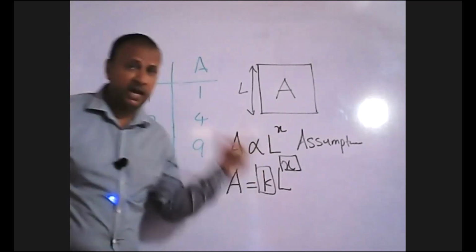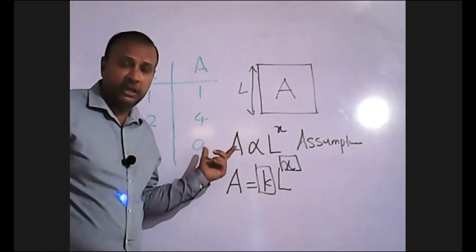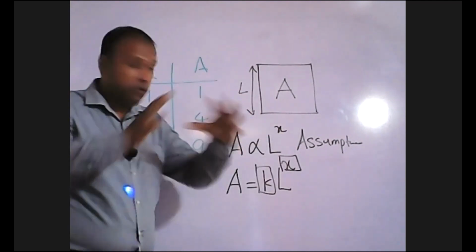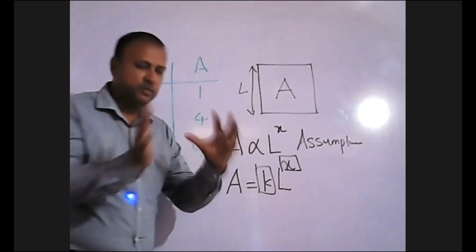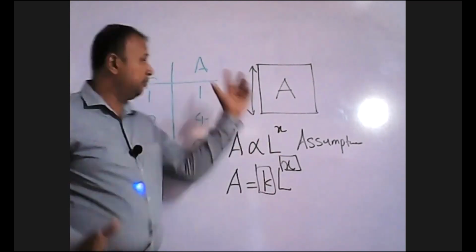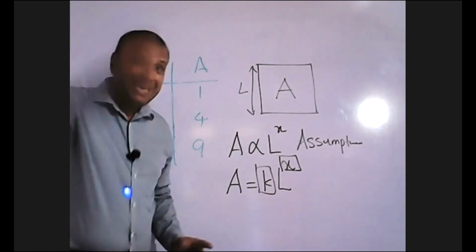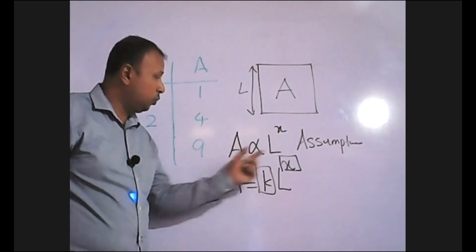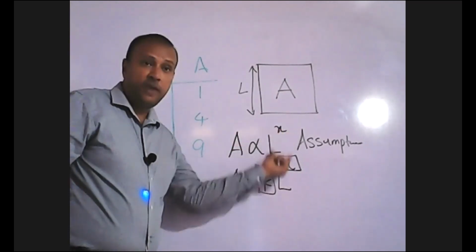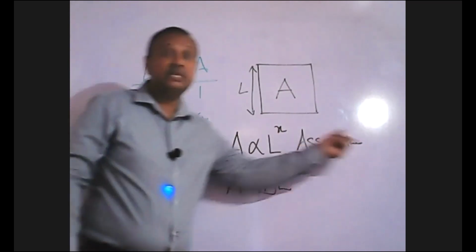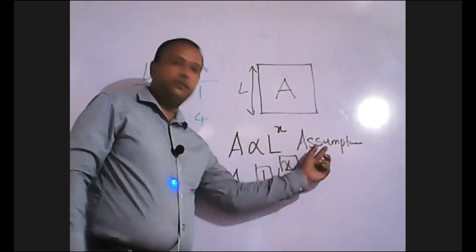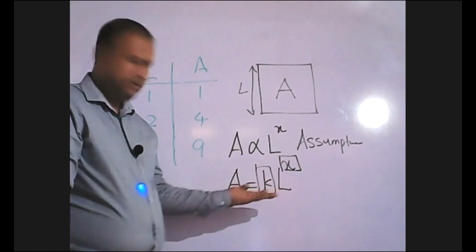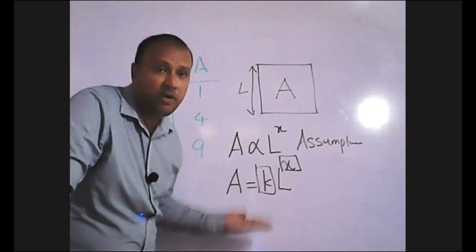So what is my logic? Again, I have to build a relationship between A and L. I have to build an equation between A and L. Then I assume A is directly proportional to some power of L. That is my assumption. If I assume this, I can convert it into an equation. Yes, now I have an equation.